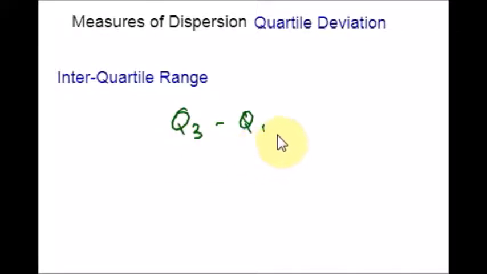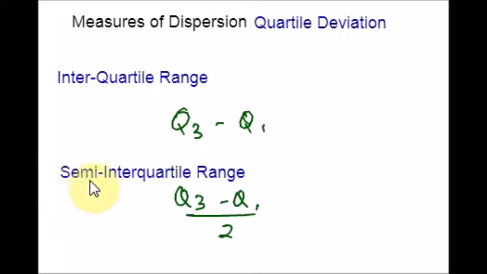Now let us see the formula for semi-interquartile range. The name itself explains what it is. Semi-interquartile range is half of the interquartile range, Q3 minus Q1. It is half the distance between the third quartile and the first quartile. Q, the quartile deviation, is otherwise known as semi-interquartile range. Thus, Q is equal to (Q3 minus Q1) over 2.